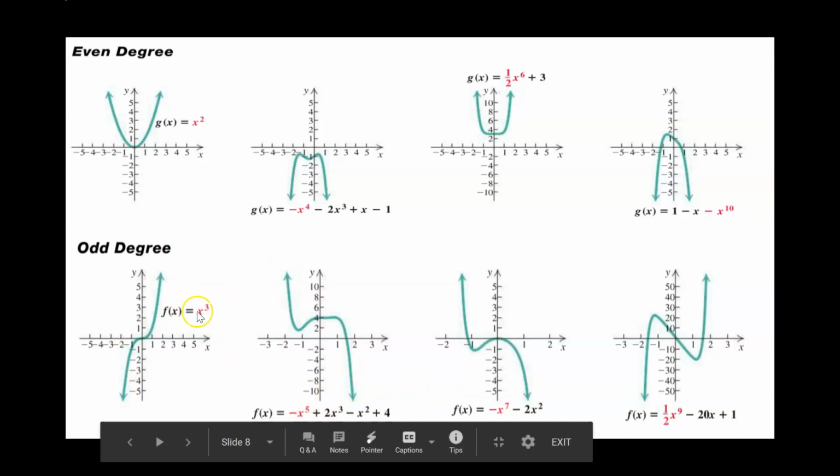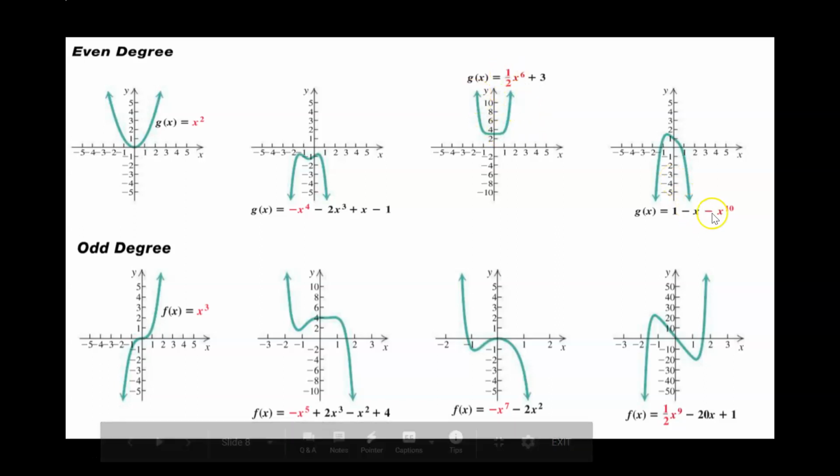So again, the odd: you start from one direction, go in the opposite direction, and finish in the opposite direction. That's how you know all these here are odd functions. And again, if you see the negative, that's why it's down. A positive is up, and here's another negative here.